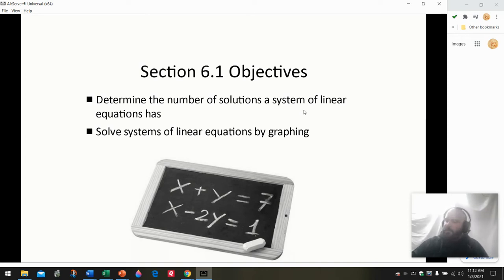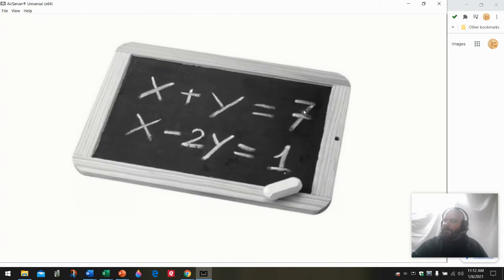So let me explain to you what a system of linear equations is. What you see in front of you is a little chalkboard, and you can see that there are two equations written on there. You have this one right here, which is x plus y equals 7, and then you have this second one, which is x minus 2y equals 1. What a system of linear equations would be is it would have a grouping around those, which would tell us that both of these would need to be graphed on the same set of coordinate planes.